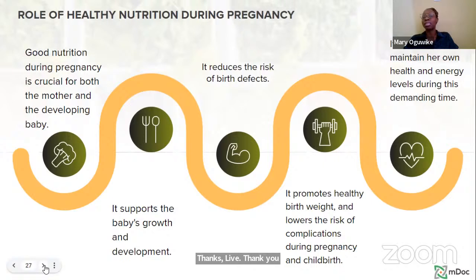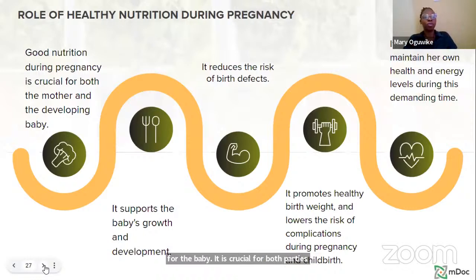Now, some of us will be asking, what is the role of healthy nutrition during pregnancy? Good nutrition during pregnancy is crucial. It is very, very important for both the mother and the developing baby. So not just for the mother, not just for the baby. It is crucial for both parties. Now, what does good nutrition do?